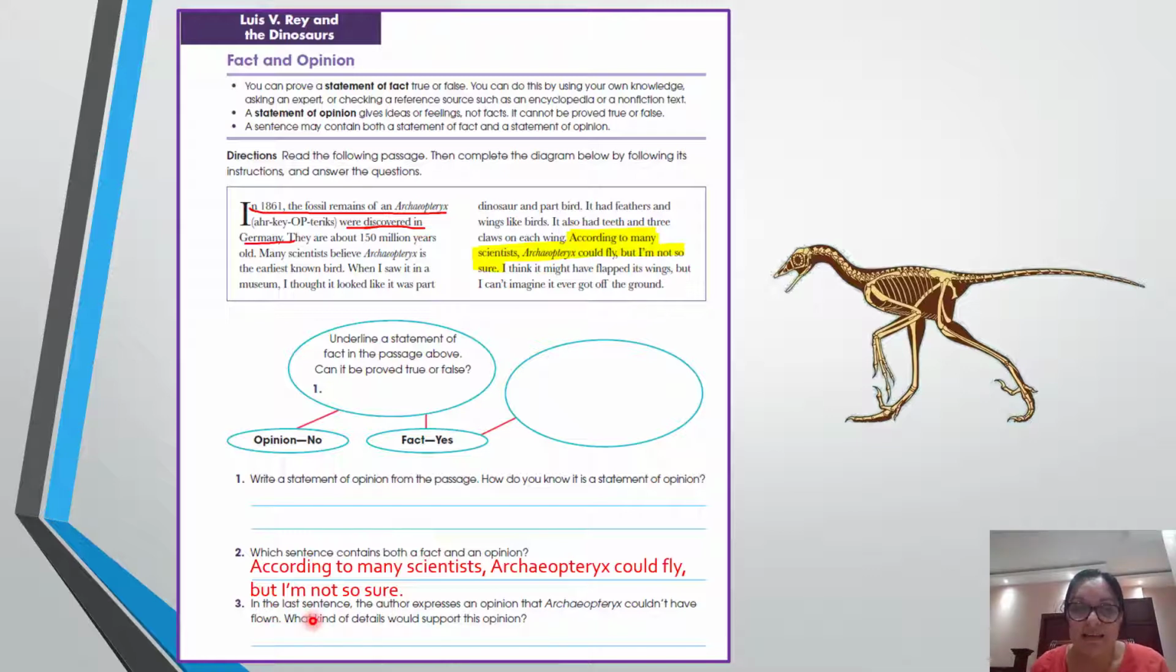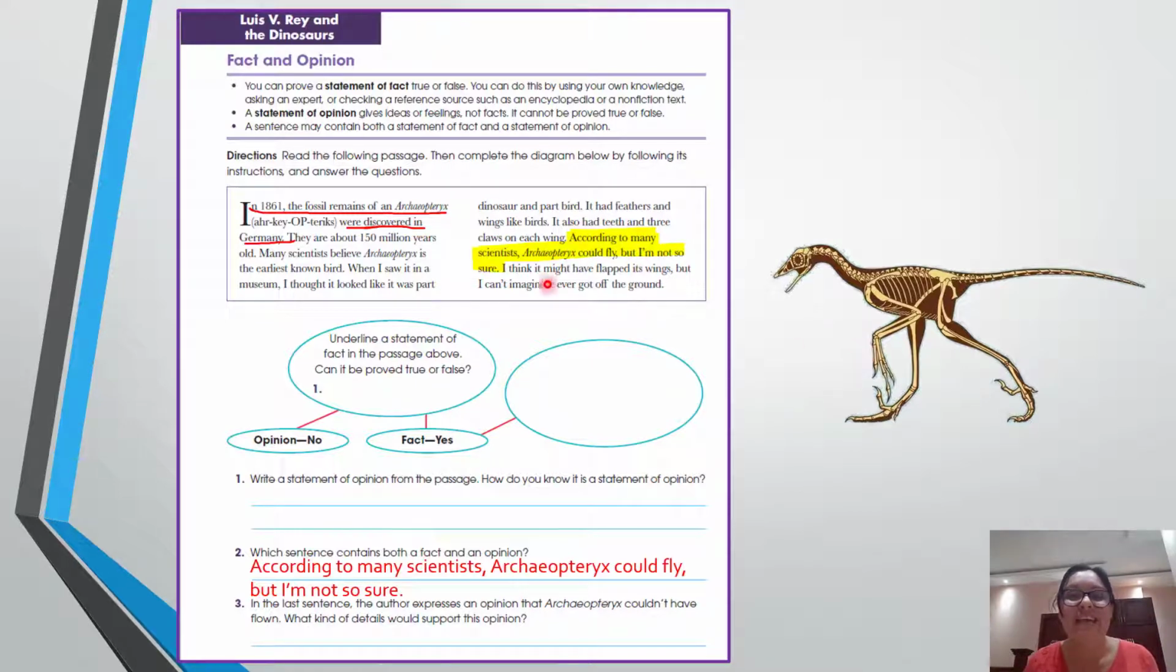In the last sentence, the author expresses an opinion that Archaeopteryx could not have flown, couldn't fly. So, what kind of details can support this opinion? Looking here at the last sentence. I think it might have flapped its wings, but I can't imagine it ever got off the ground. So he says, I think it had wings and they were flapped, but I cannot imagine that dinosaur to ever get off the ground or to fly.